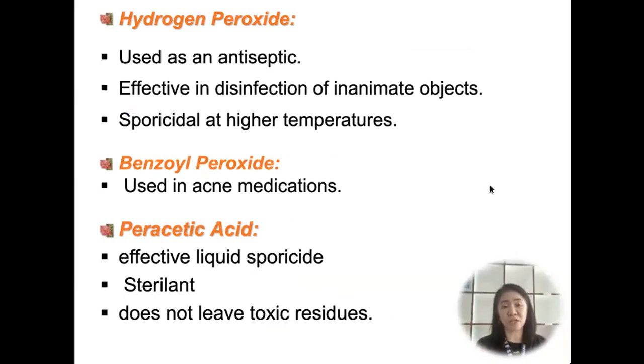Dati, I remember when I was a child, mas common itong hydrogen peroxide compared sa betadine. Okay? So it may be sporicidal also. Ang benzoyl peroxide, we know this as an acne medication. And yung ating peracetic acid is a sterilant. It's a very effective liquid sporicide. Okay?